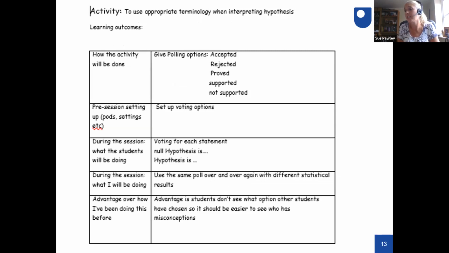And hypothesis testing for statistics, just making sure that the students understand exactly what the hypotheses are. One of the advantages of polling is that quite often you can hide the poll from other students, so the students in the room can't see what the other students are answering and can't copy each other, and you can really gauge the understanding of each of the students individually.